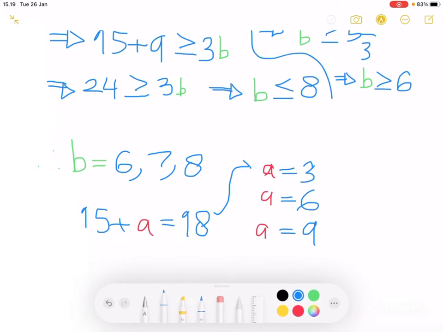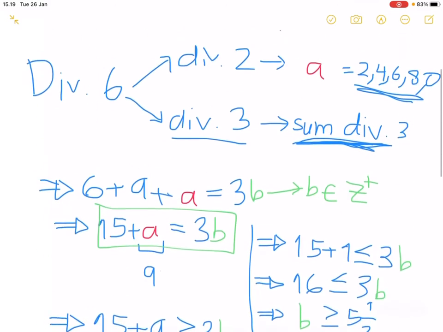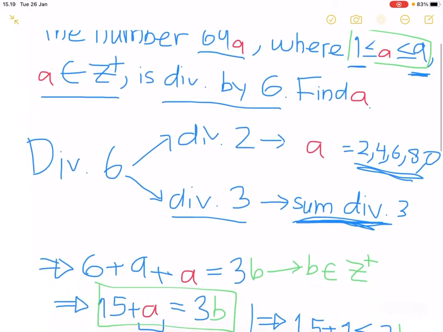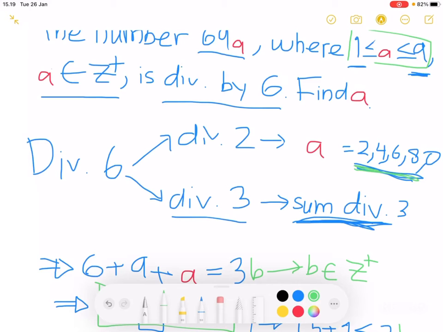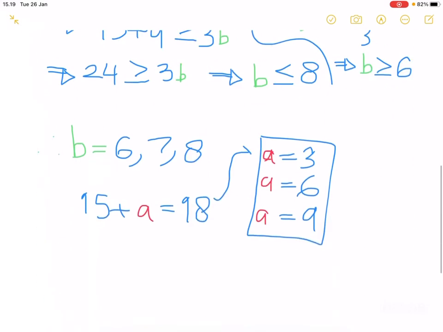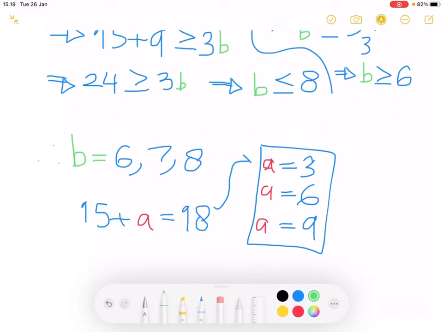So you might think that these are the answers, but from the first criterion, where it's divisible by 2, a must be either of these choices right here. So we can eliminate a equals 3 and a equals 9 because they don't apply to our first rule, where a equals 2, 4, 6, 8, or 0. Therefore our only answer is a equals 6, and that's the only answer for our problem.